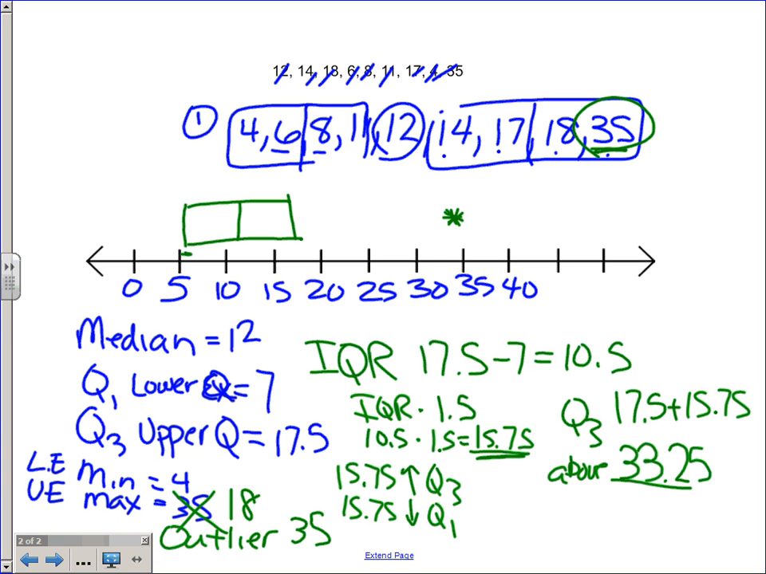I now put my upper extreme right here at 18 and do my line. And I put my lower extreme here at 4 and do my line. And there's my box and whisker, and it reflects this crazy outlier that I have way out there. So that's how you handle outliers. If it had turned out that this wasn't more than 1.5 times the IQR, then I would have kept my upper extreme at that data point, but I had to move it because it was above.